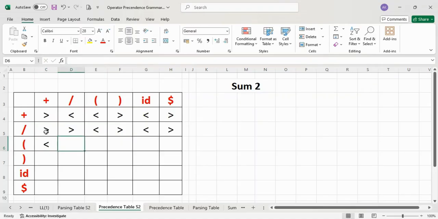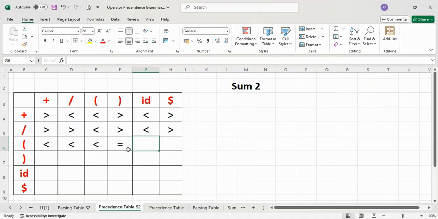Opening and division, less than sign. Opening, less than sign. This is important. When I get an opening bracket and I'm comparing a closing bracket, so here if you observe, I'm comparing opening bracket with a closing bracket. I will give an equal to sign over here. Remember this: opening bracket when compared to closing bracket, I will give an equal to sign.